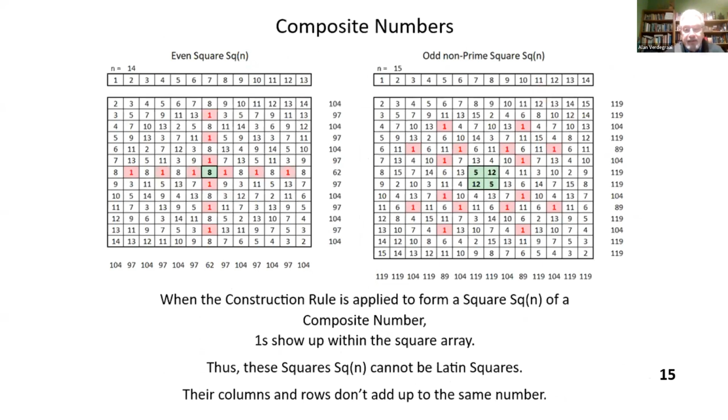Now, what about composite numbers? Let's look at a few. If n is a composite number, then there is a specific pattern of 1s that appear in the array. The left array, for instance, is for n equals 14 and has a distinguishing cross of 1s that appear. And the right one is for n equals 15, and it actually has 1s that appear in all 4 quadrants.